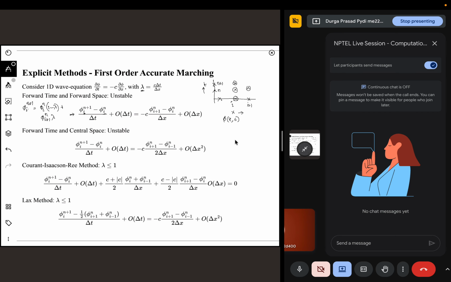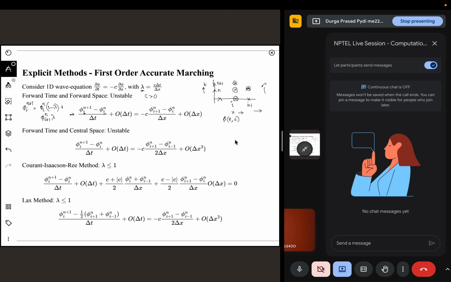But as I said, information only propagates in one direction in hyperbolic equations. In this particular case, if we assume c to be greater than 0, which means information flows in the positive x direction and positive time direction. So in order to get the new update for phi, we are actually using information from a coordinate here, which might or might not have the real update available. The disturbance might not have propagated until the I plus 1 coordinate at the previous time step also.